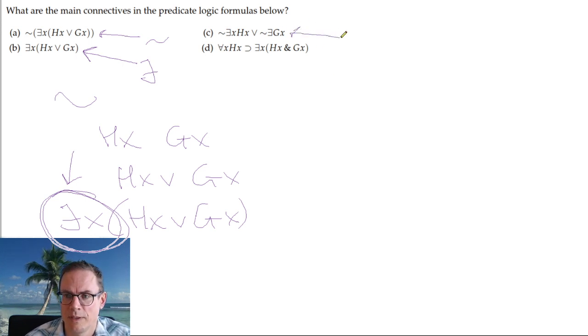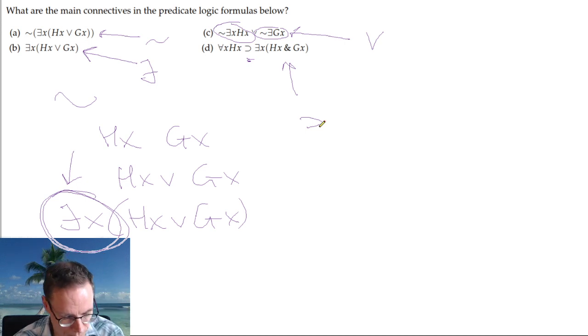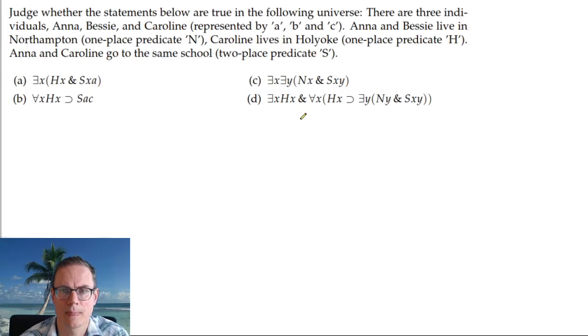What is the main connective over here? Well, here we see one disjunct, and there's another disjunct. There's an X missing, but or is the main connective, and there the main connective is the horseshoe. Again, the brackets show what the main connectives are in those cases.